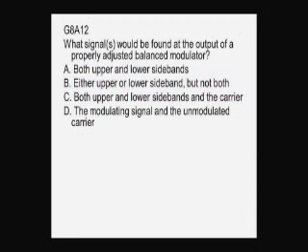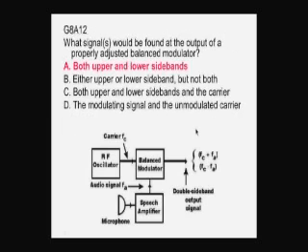What signals would be found at the output of a properly adjusted balanced modulator? A balanced modulator is a circuit that combines signals, and it does it in this manner. If we have an input here of a carrier, an RF oscillator, and we put in a speech amplifier here, we're going to get two signals, two products out of that balanced modulator. We're going to have the sum of the two frequencies, and we're going to have the difference between the two frequencies.